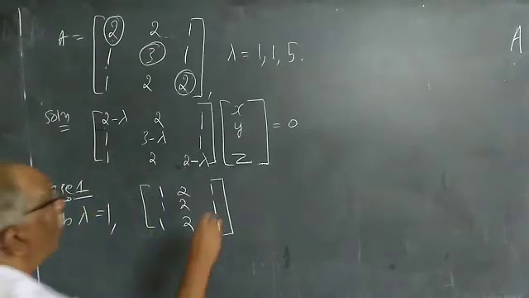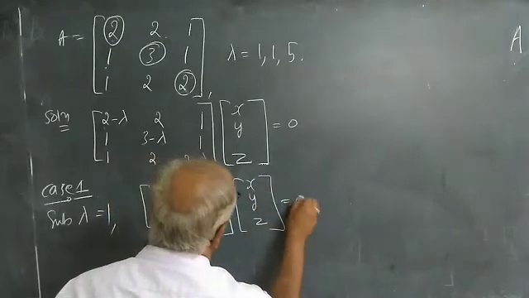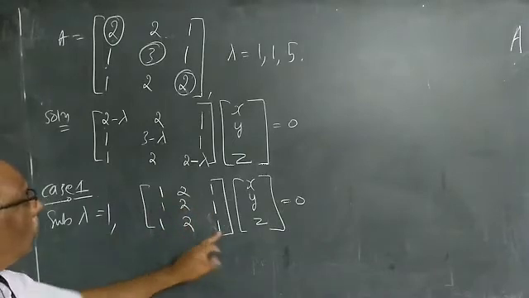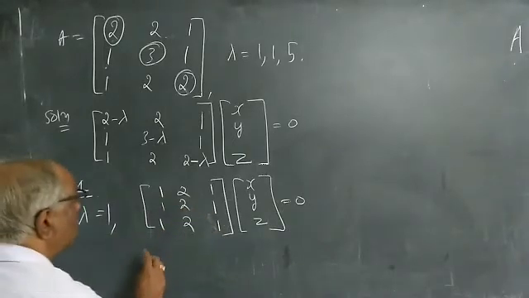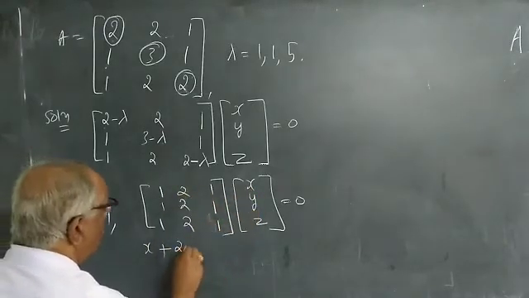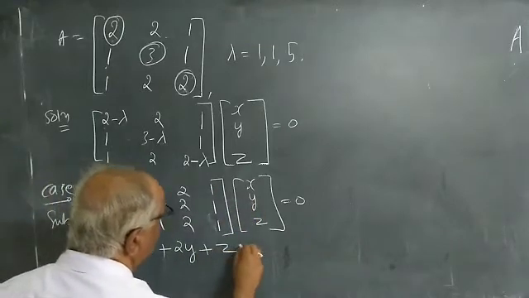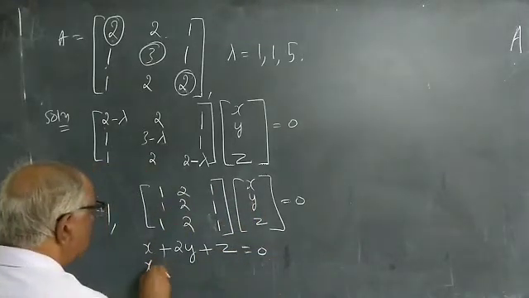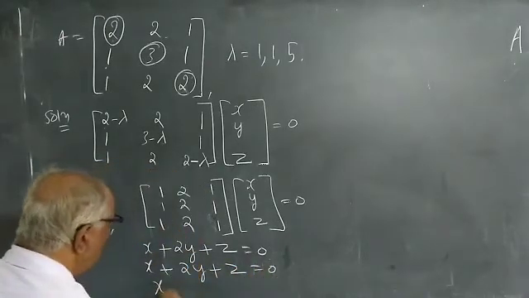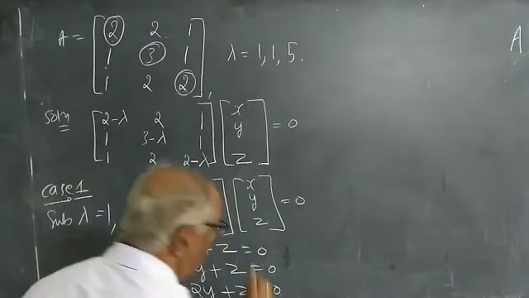Now, observe the important point here. All rows are the same: 1, 2, 1; 1, 2, 1; 1, 2, 1. First let us write the equation: 1 into x plus 2 into y plus 1 into z is equal to 0. So you are getting the same equation, x plus 2y plus z is equal to 0, in every row.